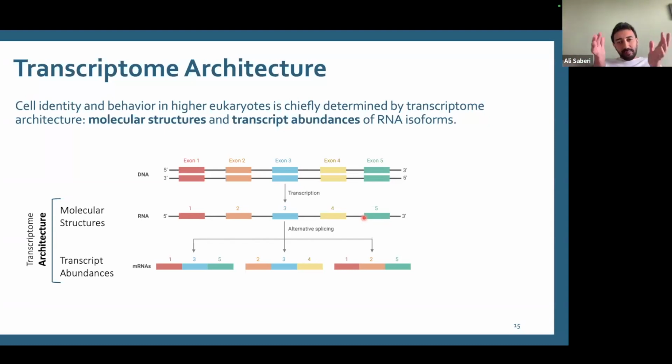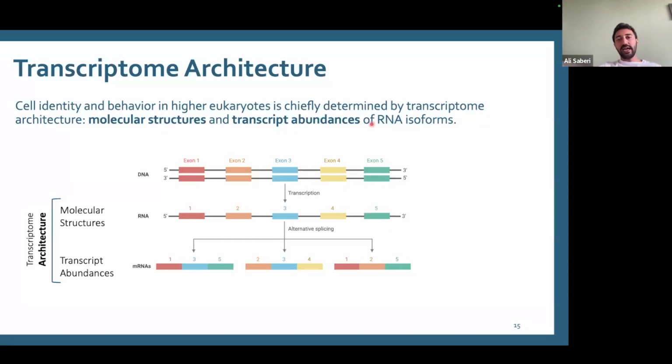Based on all of the description that I provided in the previous slide, the identity of the cell, which means how the cell behaves in different situations, is mainly determined by the transcriptome architecture. And transcriptome architecture is the molecular structure and the abundances of RNA isoforms.